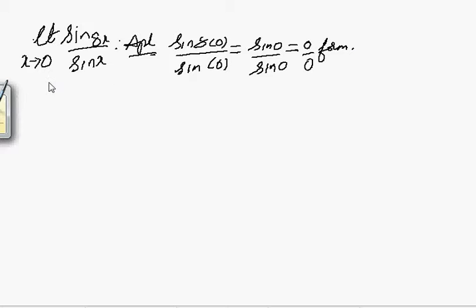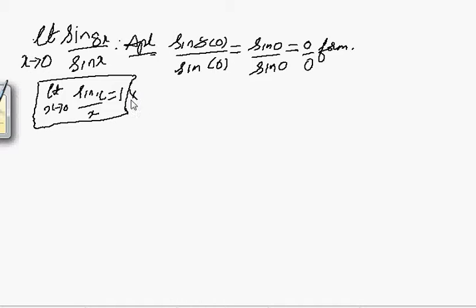Okay, now coming to the next step, I'm going to use an important concept in limits, an important formula. Now what is the formula? Limit x tending to 0 of sine x divided by x is equal to 1. This is a very important formula that we are going to use.